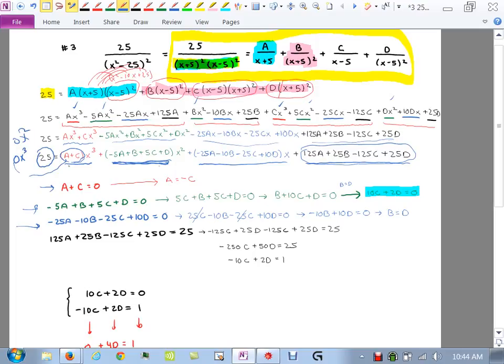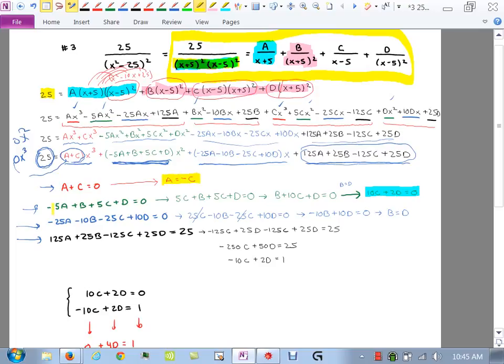And that has to match what's on the left side, so it has to be equal to 25. So that's where I get this last equation from. Okay, now let's work with these four equations. The first one tells me I can move the c to the other side. I know that a must be negative c.